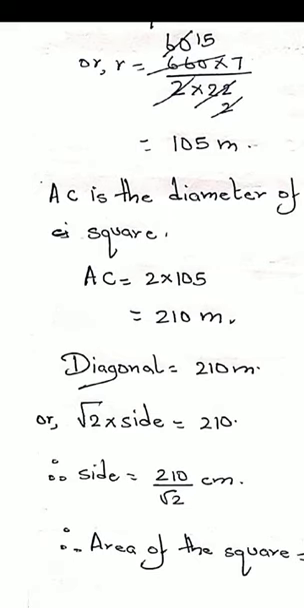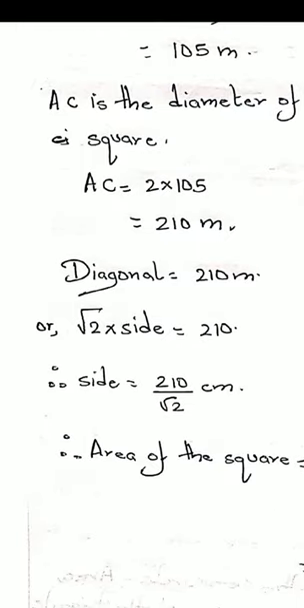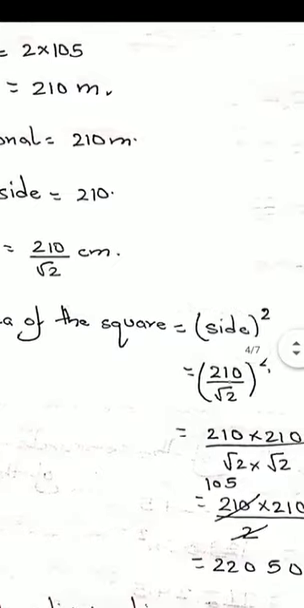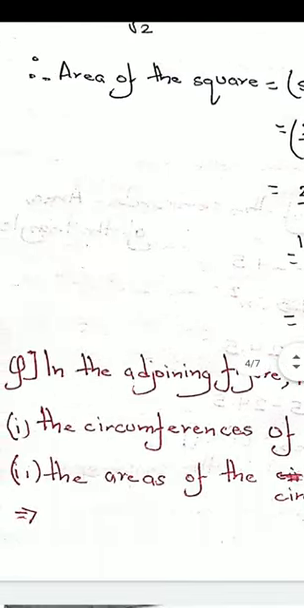But it is also the diagonal, so I'm going to keep diagonal equals 210 meter, and we know the formula for the diagonal of a square, it's nothing but root 2 into side equals 210. Therefore side equals 210 divided by root 2. We need to calculate the area of the square, right? So area of the square equals side square, that is 210 by root 2 square. Doing all these calculations, you will get 22050 meters square. So this is how we calculate the area of the square.